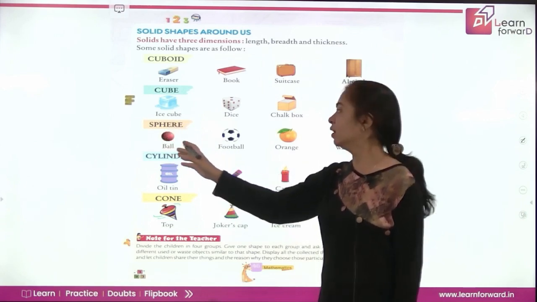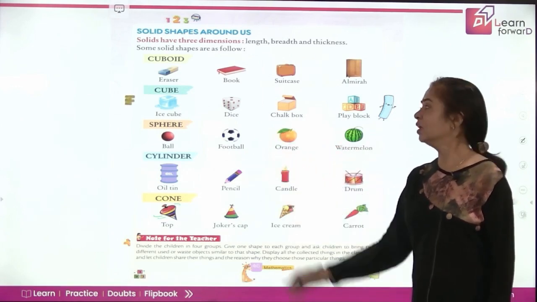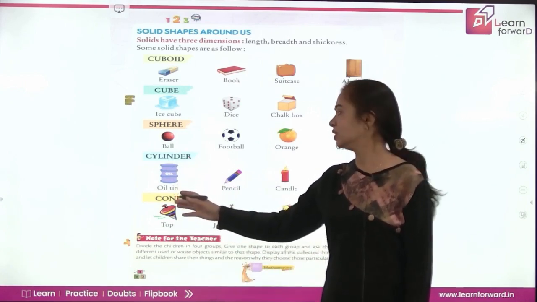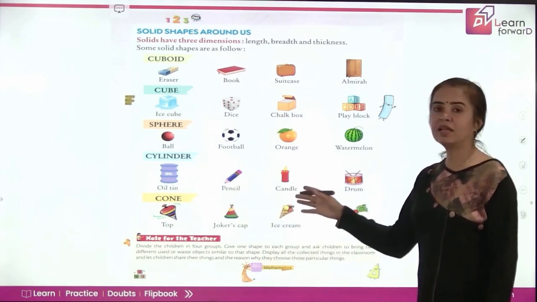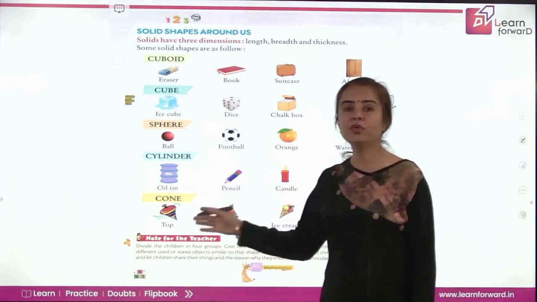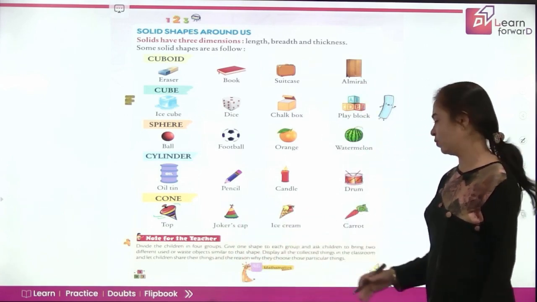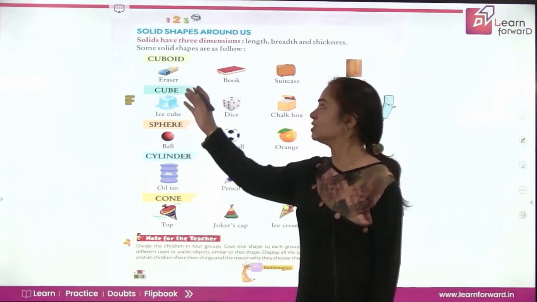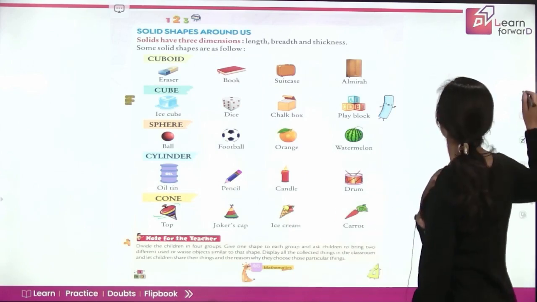Next is sphere, a ball, a football, an orange, a watermelon. All these are sphere in shape. Now next is cylinder, which looks like this. So this is an oil tin. Your pencil looks like a cylinder. Even a candle and drum, they all look like a cylinder. Coming to next shape is a cone. This top, the joker's cap, the ice cream cone, and the carrot, they all have the shape of a cone. So these are the different solid shapes that you can find around yourselves, children.